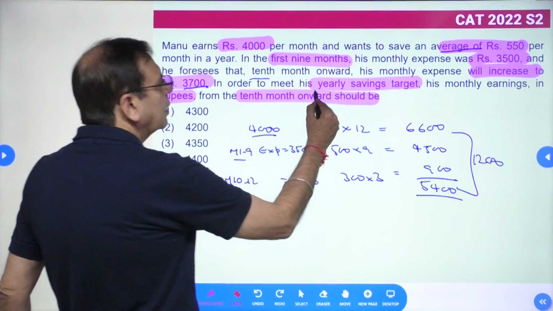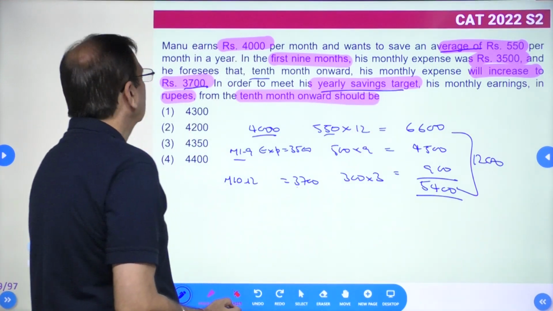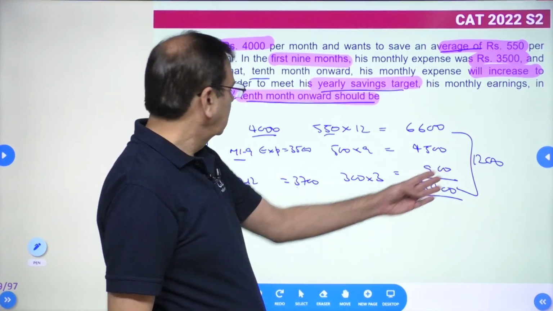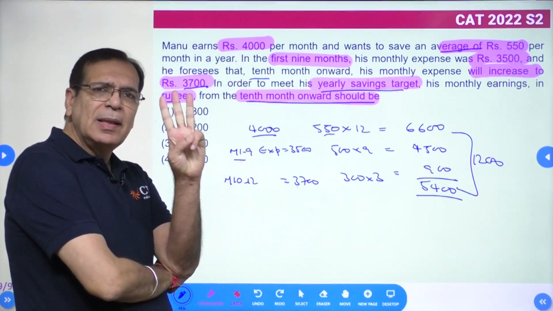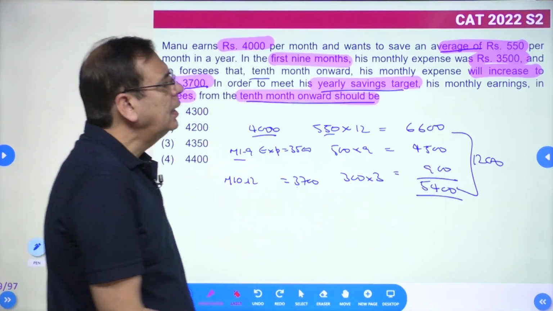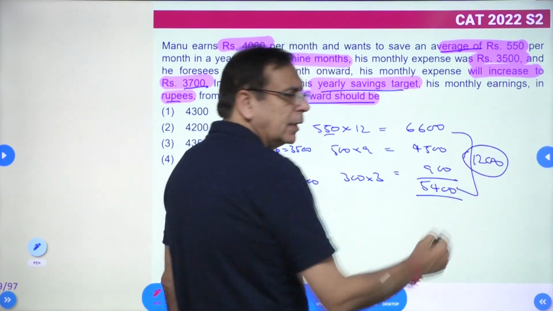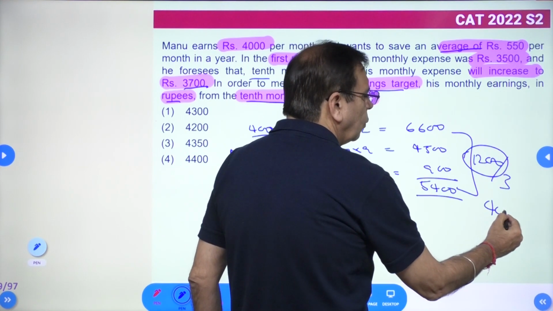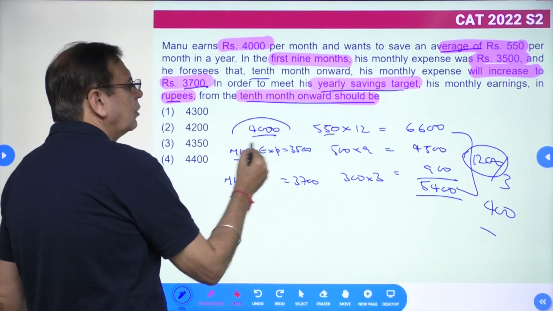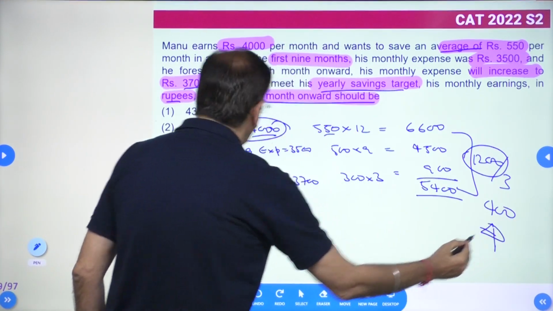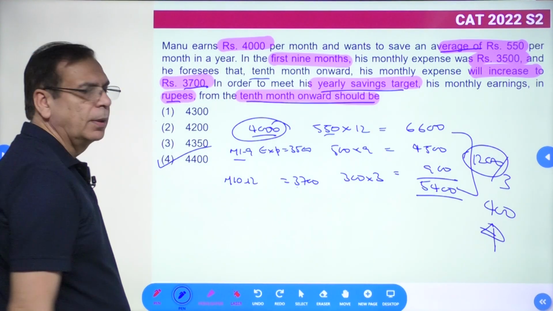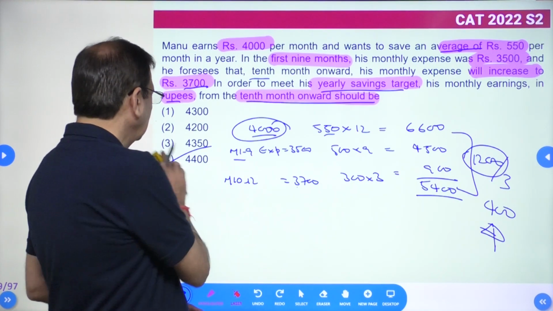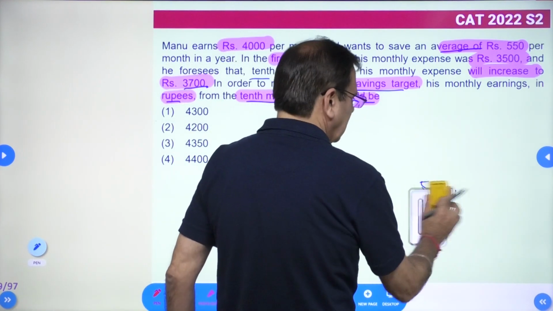In order to meet his yearly saving target, his monthly earnings in rupees from 10th month onwards should be how much? 10th month onwards यानी last 3 महीने कितनी salary बढ़ानी चाहिए? He needs to increase his salary by 1,200 in 3 months. That means monthly increase should be 400. If his original salary is 4,000 and the salary needs to increase by 400, his new salary 10th month onward should be 4,400. Simple question, कोई जुगाड़ कुछ नहीं है इसके अंदर. But इतना काम नहीं करना चाहिए था.